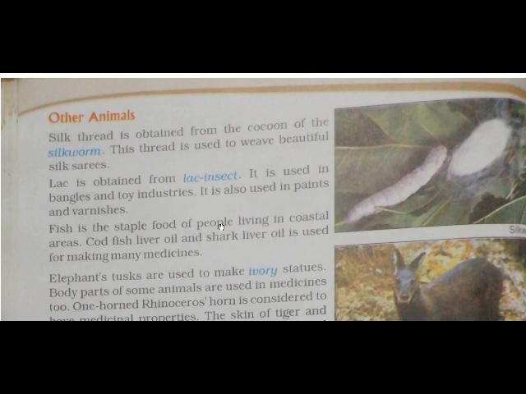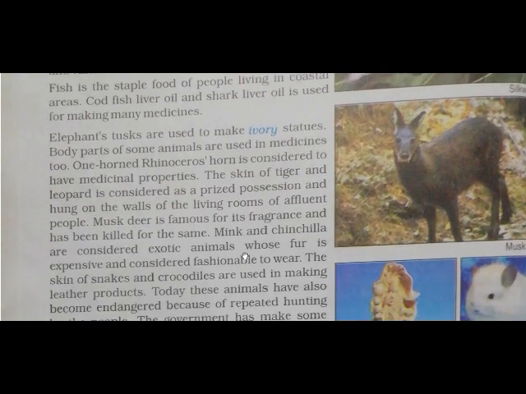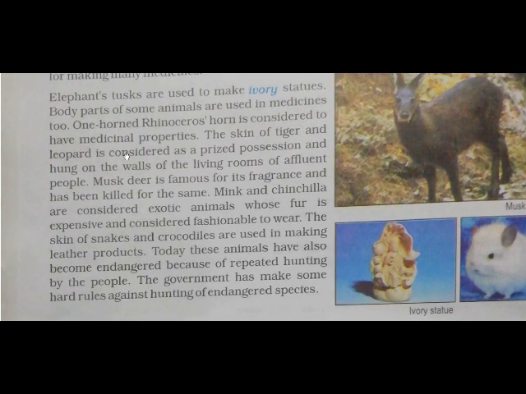Fish is a staple food for people living in the coastal areas. Cod fish liver oil and shark liver oil are used for making many medicines. We know that everybody is eating fish. Fish is also a type of animal which we are using. Most of the time we are eating fish, and cod liver oil and shark liver oil are also used for making different medicines. Elephant tusks are used to make many ivory statues.